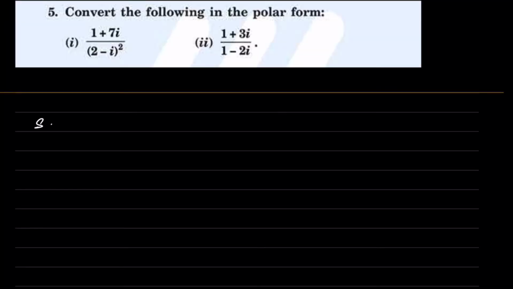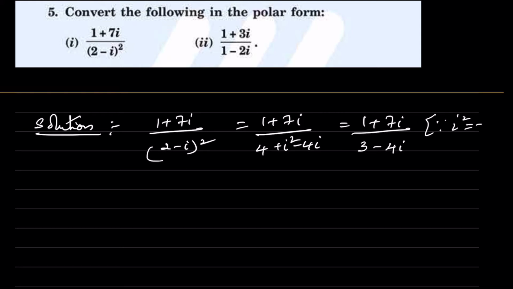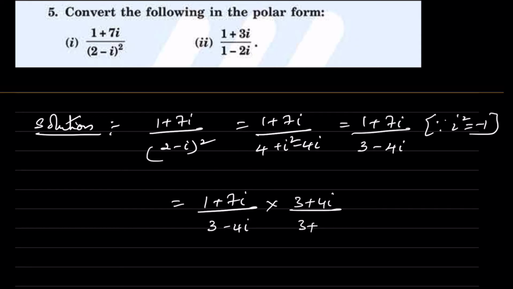Fifth one here, in this you have (1 plus 7i) divided by (2 minus i) whole square, which is equal to (1 plus 7i) divided by (4 plus i square minus 4i), which is equal to (1 plus 7i) divided by (4 minus 1 is 3 minus 4i), since i square is equal to minus 1. Now you can write this as 1 plus 7i, rationalize the denominator, (3 minus 4i) into (3 plus 4i) divided by (3 plus 4i).